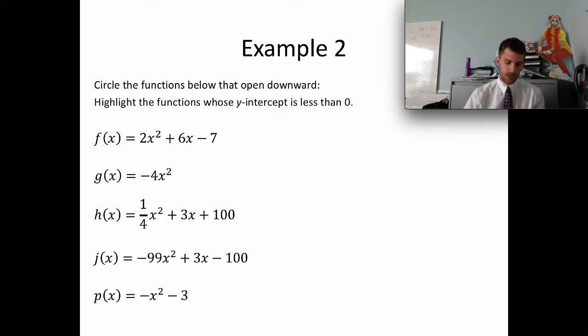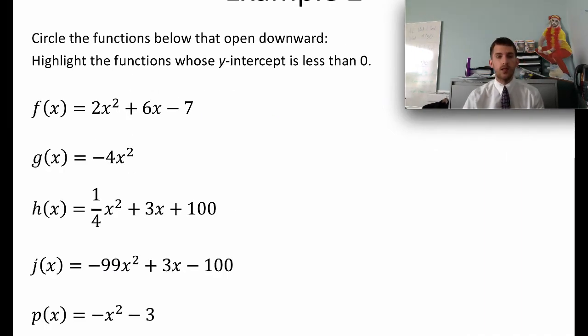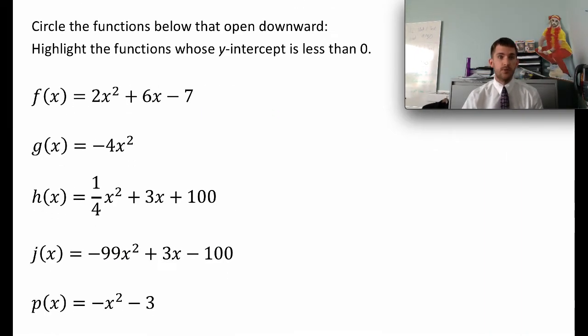Let's take a look here and see if we can identify a couple things. What I'd like you to do is read through these functions, and I want you to circle the functions that open upward and highlight, or if you don't have a highlighter, underline the functions that have a y-intercept that is less than 0. So I'm going to pause the video, circle the ones that open downward, and then highlight and or underline the functions that you think have a y-intercept less than 0. Okay, you've clearly paused and you're back.